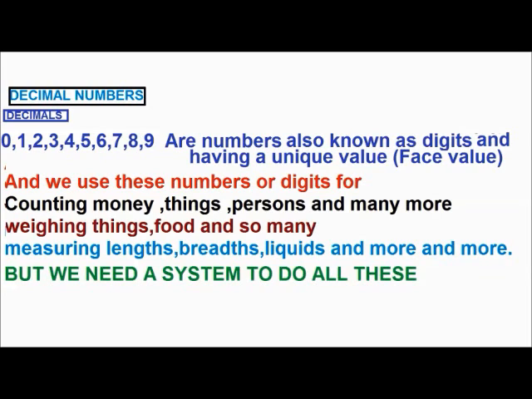0, 1, 2, 3, 4, 5, 6, 7, 8, 9 are numbers, also known as digits, each having a unique value, that is face value. And we use these numbers or digits for counting money, things, persons and many more, weighing things, food and so many, measuring lengths, breadths, liquids and more and more. But we need a system to do all these.